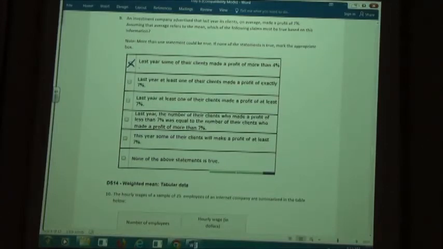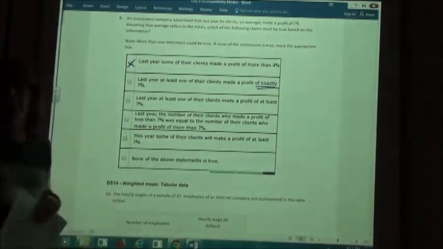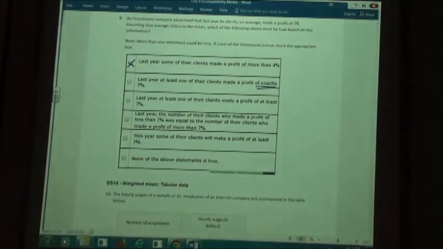Last year, at least one of the clients made a profit of exactly 7%. Can we say that for sure? No, we can't. Watch for that. Whenever it says exactly, you don't know what the exact numbers are. You only know what the median or the mean is, right? So if it says exactly, it's probably not true.